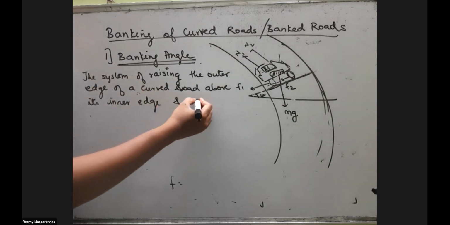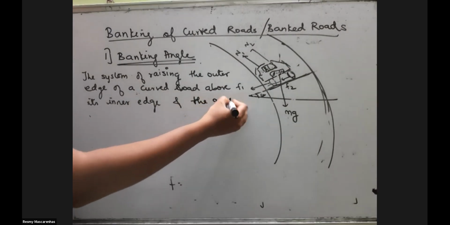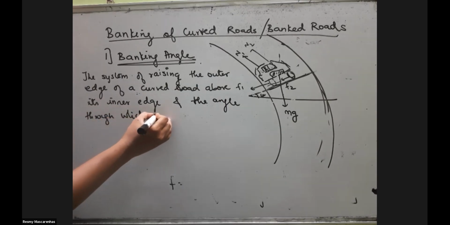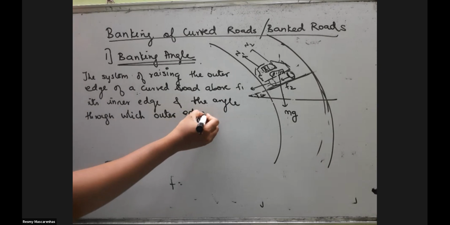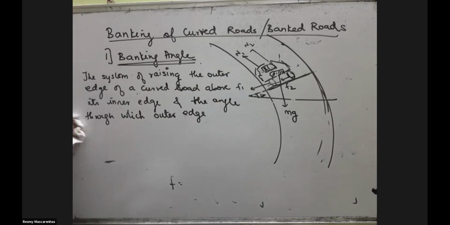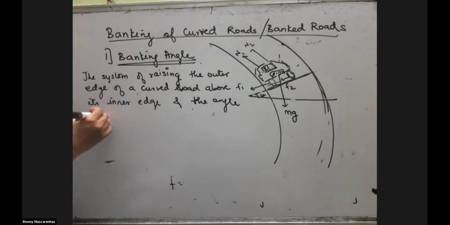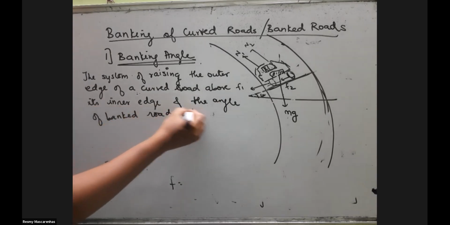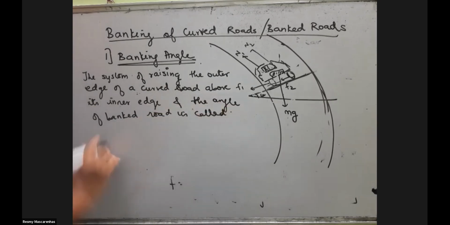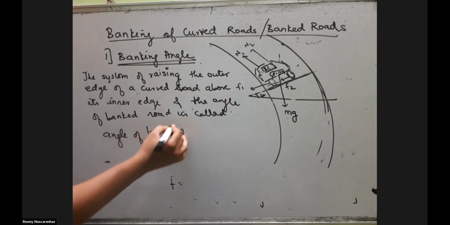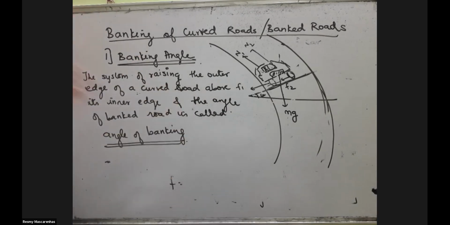Okay, and then you can add on the angle through which the outer edge is raised, or you can directly make it shortcut, and the angle of banked road is called angle of banking. So we are deriving the formula for angle of banking.